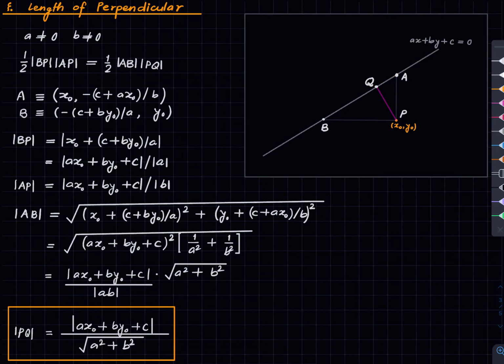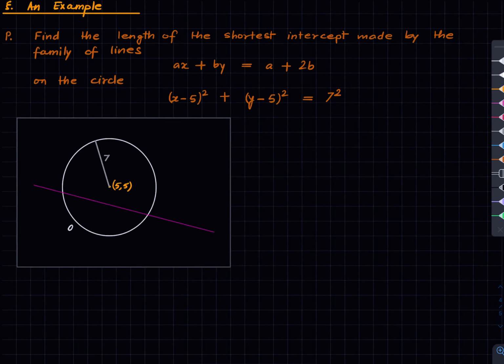Okay, so let's see one example where we use this. This is a problem. The problem asks us to find the shortest intercept made by the family of lines given by this equation. I will explain what this means. On the circle whose equation is this. Now we do not need to know anything about circles. This is just a circle with center 5, 5, and radius 7. If you don't know anything about circles, forget it. So we have a circle whose center is 5, 5 and radius is 7.